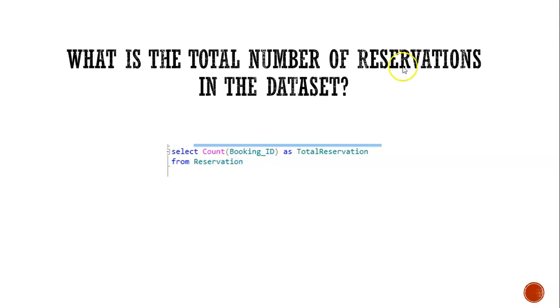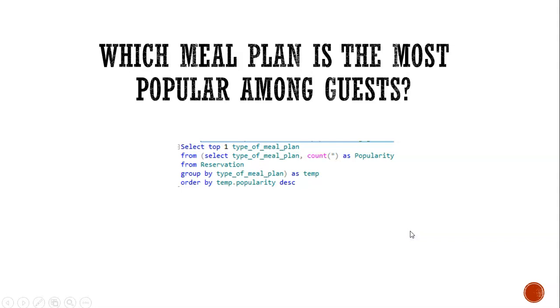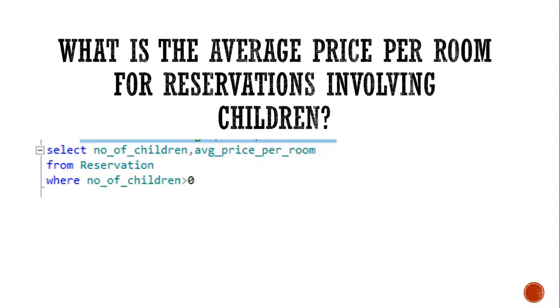Moving on, which meal plan is the most popular among the guests? To do this, I used the top one command, which would select the entry at the top of the table, from a subtable, and this subtable calculates the popularity of each meal plan, grouping them by the type of meal plan. So this was the result, which is meal plan 1.